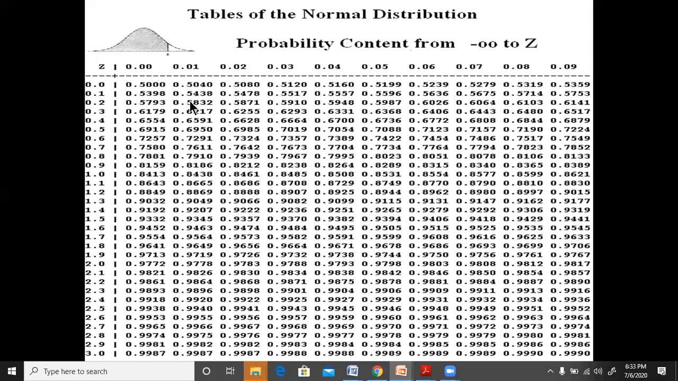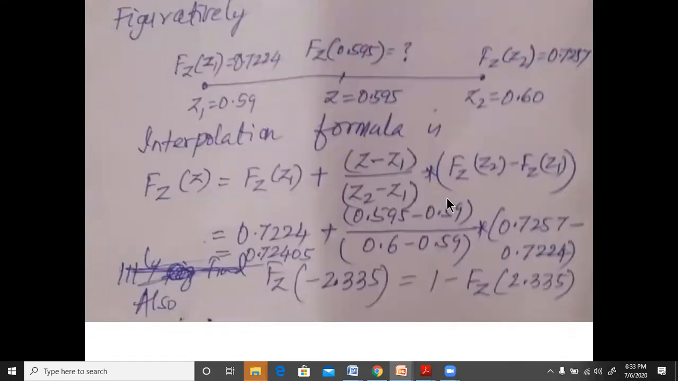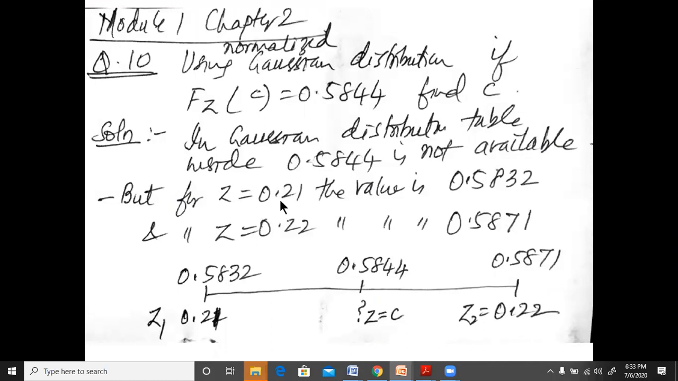So for 0.21, the value is 0.5832. For 0.22, the value is 0.5871, right? For 0.21, the value is 0.5832. For 0.22, the value is 0.5871. So what is the value of Z equal to C when we have 0.5844 is the question, right?